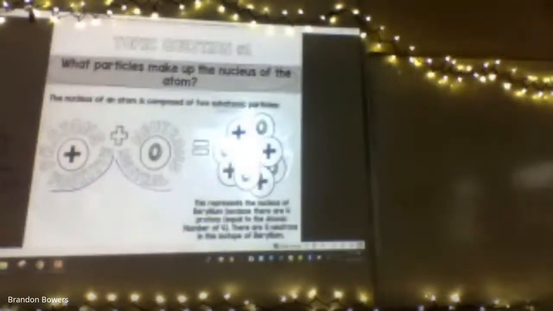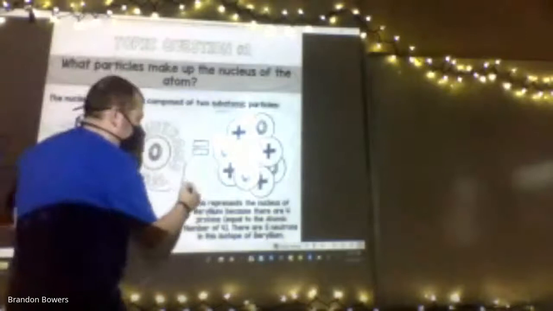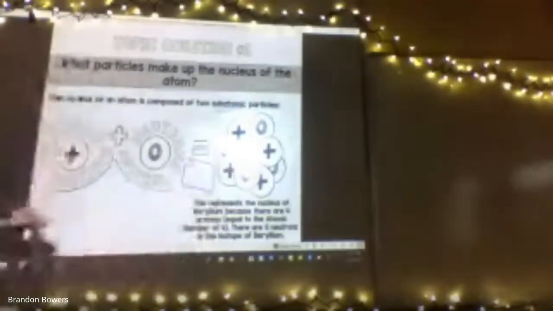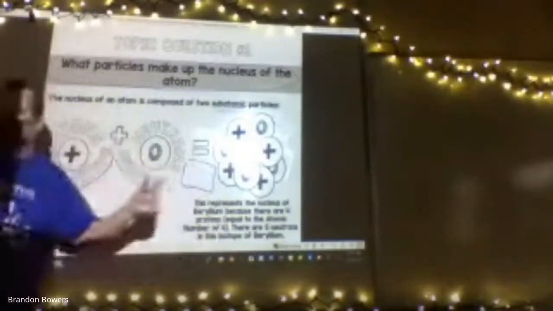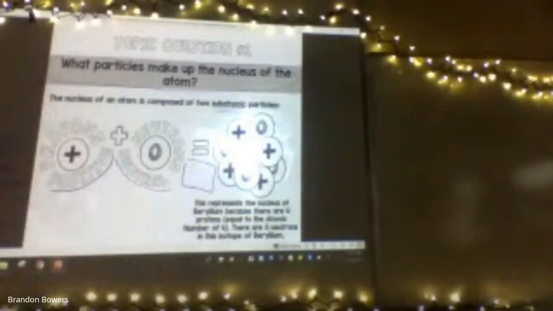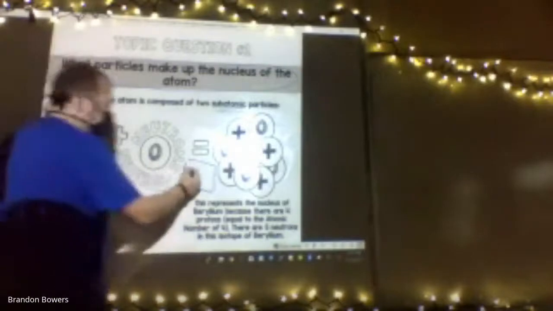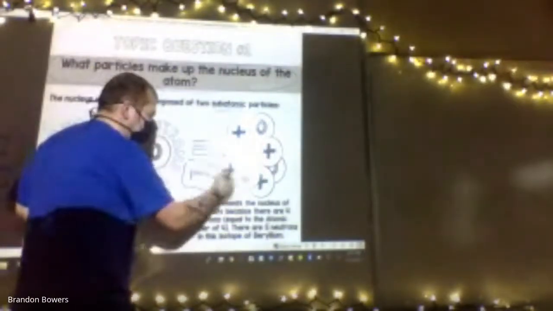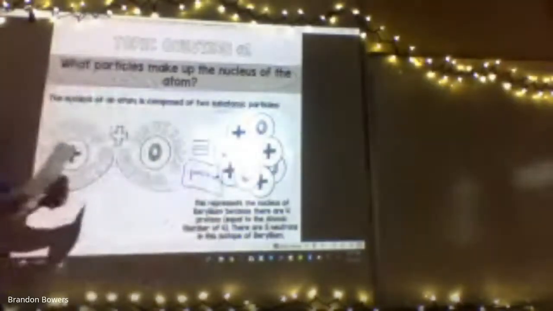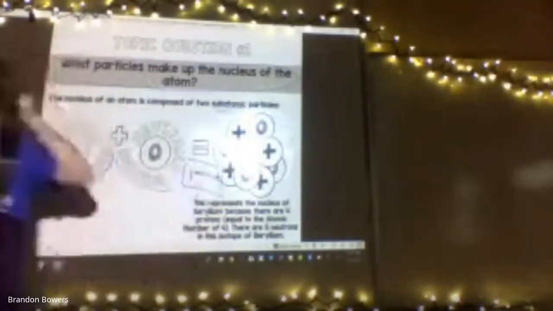Now the overall charge. What would the overall charge be in a nucleus? If I have positive particles and neutral particles, what's the overall? Is it going to be negative, neutral, or positive? Overall, positive. Very good. There was a little box there. Overall charge of a nucleus is positive.